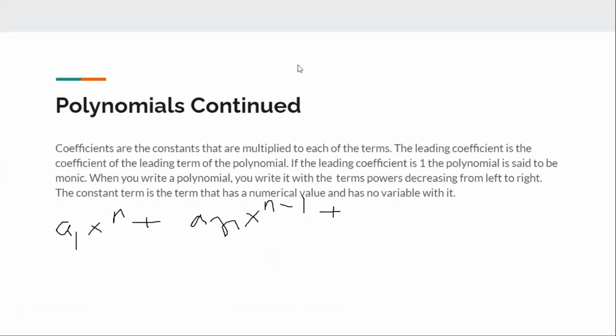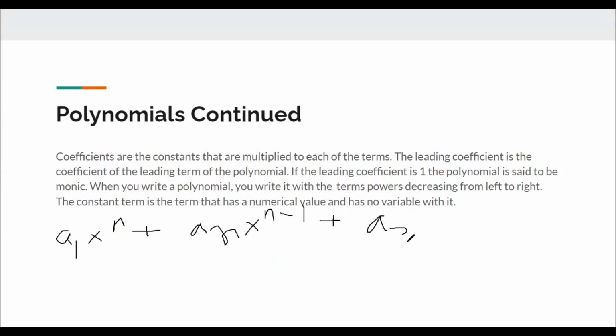So that's how you write your polynomial. I'll just write one more time. You write from left to right, the powers go down, and typically there are going to be n terms, but some of the terms might be 0 if the coefficients are equal to 0.